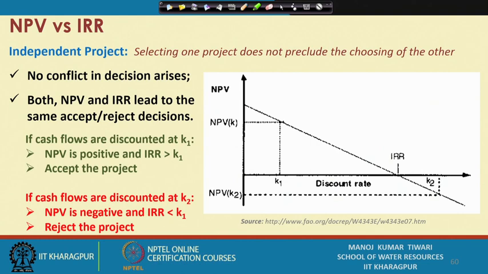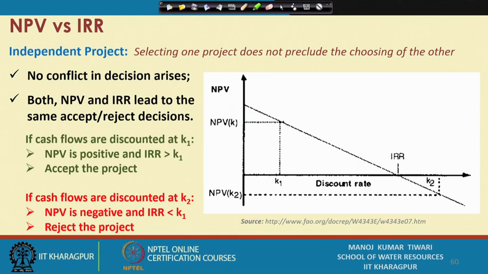gives us, let us say for example, we are choosing NPV. So, if the project gives us a positive NPV, we will say okay, let us select this project. There is nothing to be compared with other projects. Okay. So, even if we are, let us say, using IRR, if IRR is greater than my desired IRR, I will say okay, let us select this project. So, both NPV and IRR will lead to the same accept or reject decision.